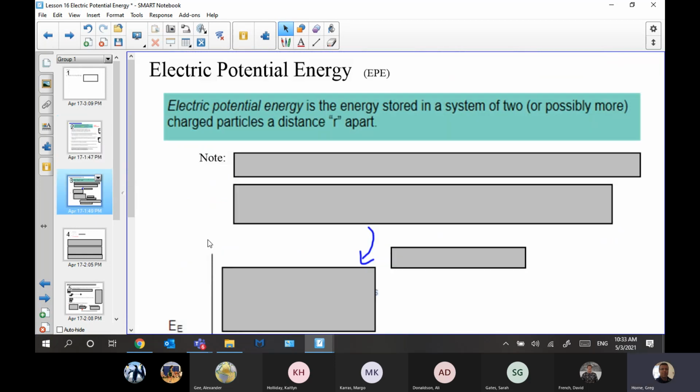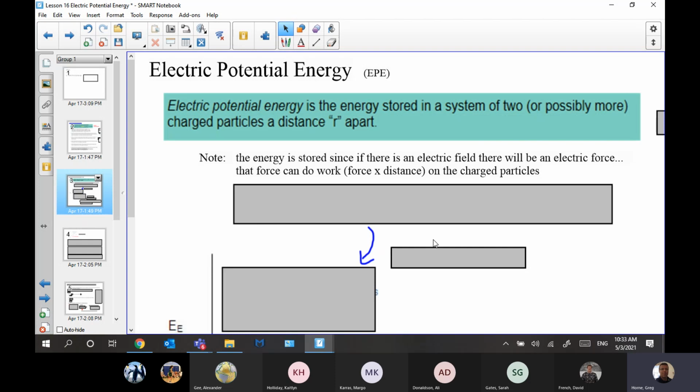So electric potential energy is the energy stored in a system of two or possibly more charges, but the simplest one is just two charges that are a distance r apart. So there's a new concept for you to think about. We talked about electric force, we talked about force per charge. Now we're talking about electric potential energy, energy stored in a system to be able to do work.